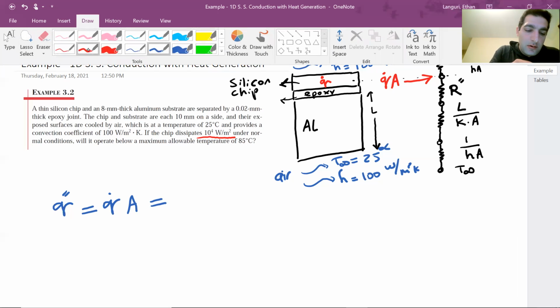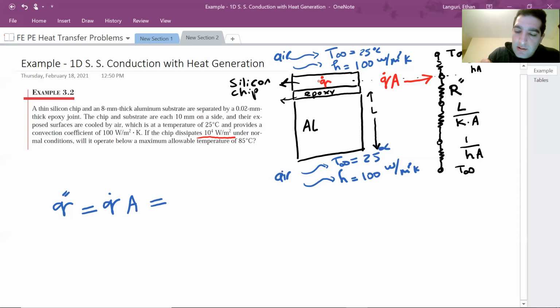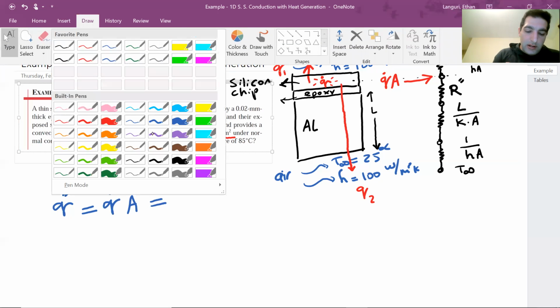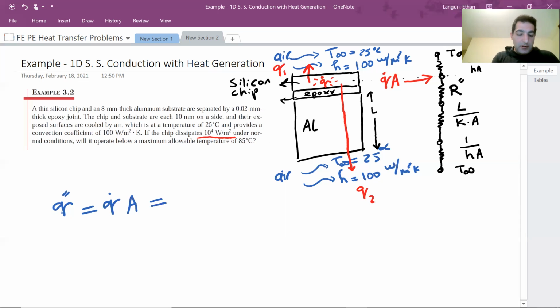Let me show you. Whatever heat is generated inside the chip is either going on top or the remaining going to the air in the bottom side. Let's call the top one Q1, the bottom one Q2. So whatever heat is generated inside the silicon chip, which is equal to Q dot, the heat generation rate, times the area, is going through Q1 and the remaining going through Q2. Okay, everybody okay with this?